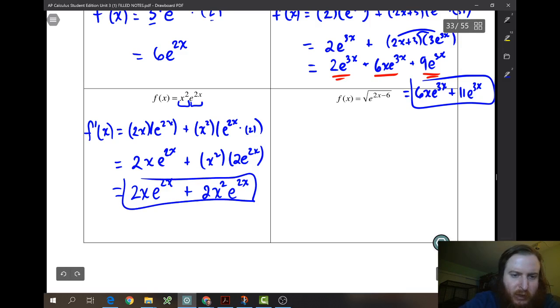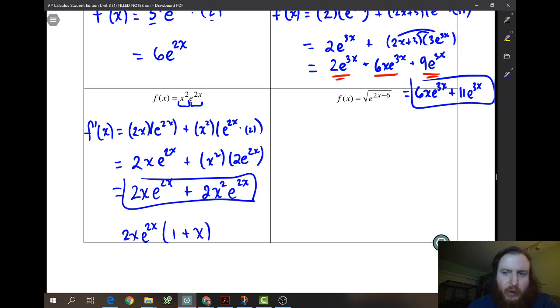Sometimes you'll see these factored. So sometimes they'll say, hey, what can we factor out? We can factor out a 2x e to the 2x. You get like 1 plus x. You might see that. Right, in the previous one we could have factored as well. We could have factored out an e to the 3x. So just be aware that that might happen. But for your answers, I don't need you to worry about factoring them.